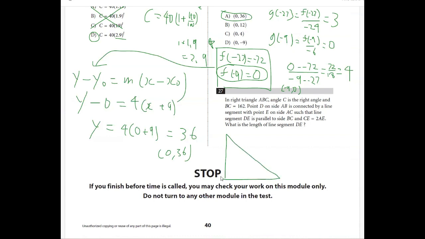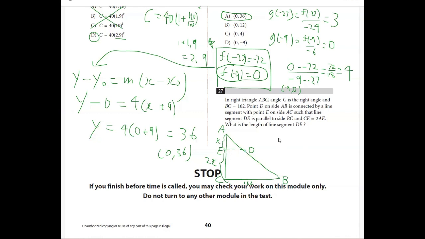So we have C, B, and A. And we have 162 here. BC is 162. And we have E and D here. And this is equal to x. And CE is 2AE, so we have 2x here. Now, this is a simple ratio problem because we're trying to find DE.